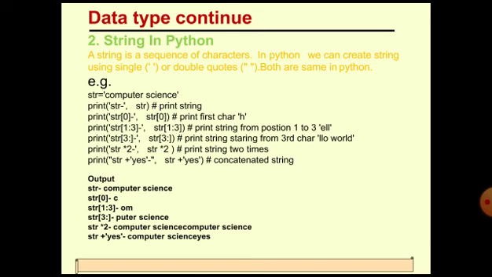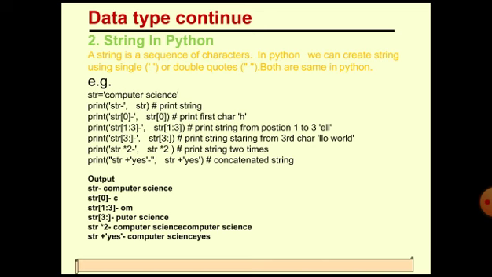Okay, both are ways we can create a string. For example, here we have created a string named str as "computer science". Computer science is a string here. We have stored a string in a variable which we have termed as str. So str is the name of the variable, and computer science is the string which we are storing using the assignment operator. Okay.